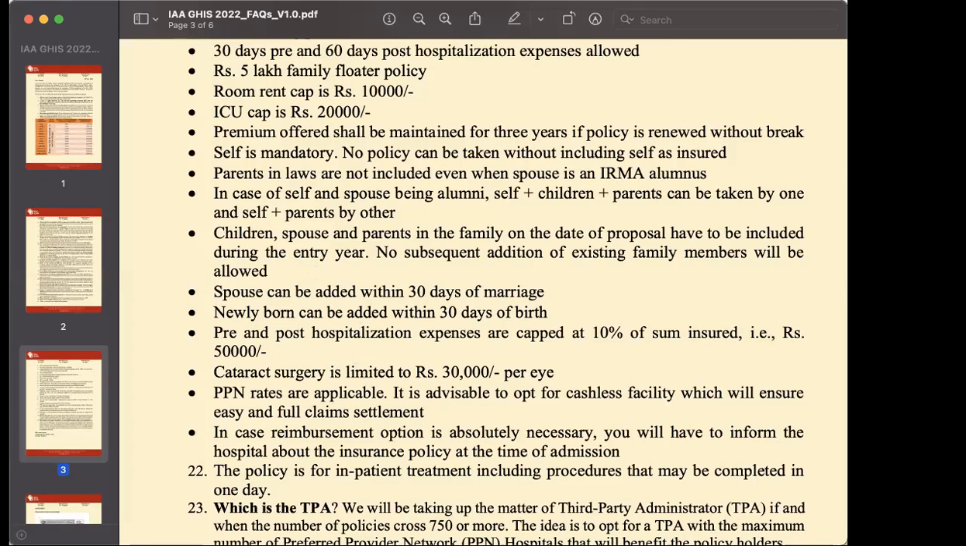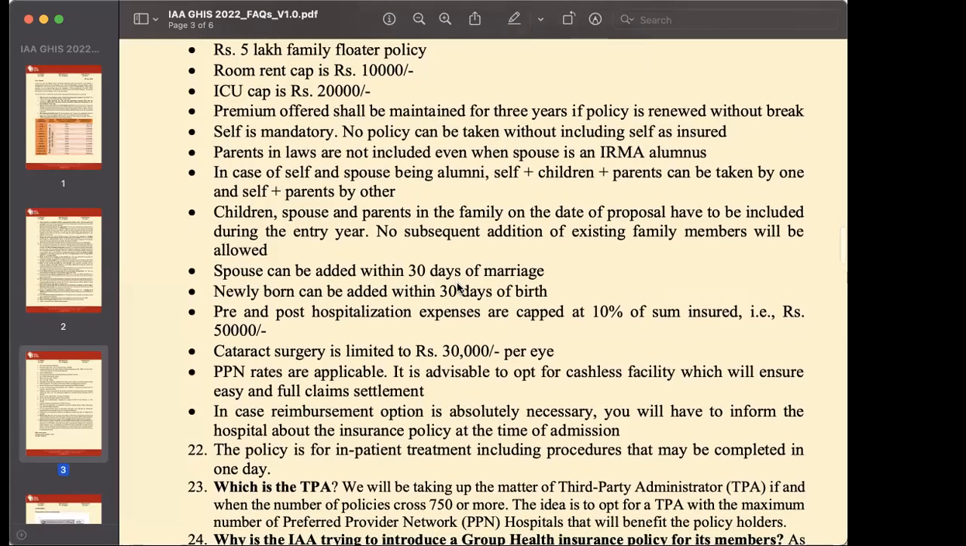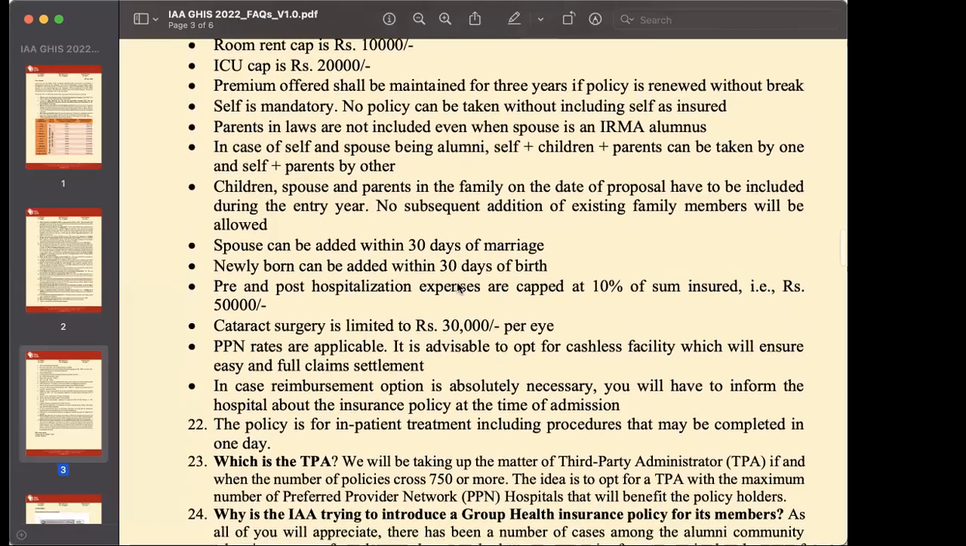Sorry. You said it's a 5 lakh family floater policy. Right. So if one person falls sick, he's entitled to 5 lakh rupees. If 2 people fall sick at the same time, then also the total is 5 lakhs? Correct. So the total is 5 lakh. Okay, I will continue now. Please stop me anywhere in between.